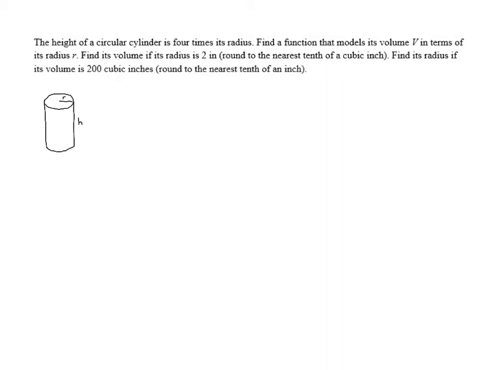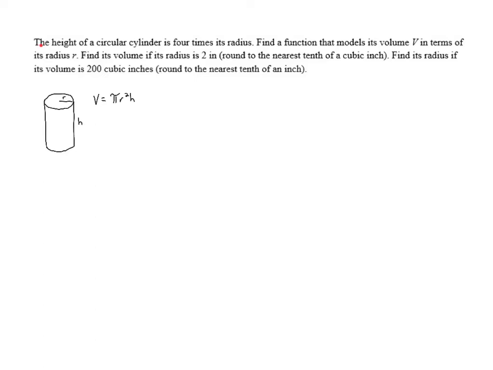The formula for the volume is basically the area of the base times the height, and because the base is a circle, it has area pi r squared, so that's the area of the base times the height. So we've got pi r squared h. But we want to write this as a function of just the radius, so we need to express the height in terms of the radius.